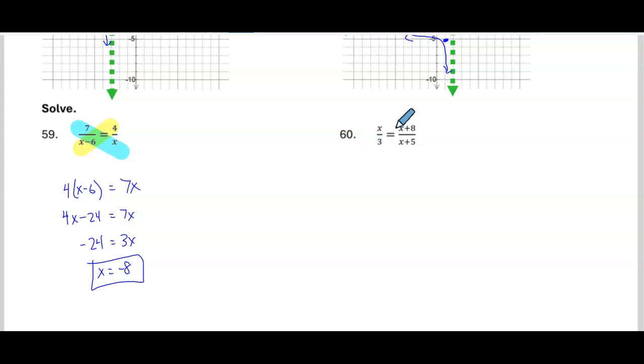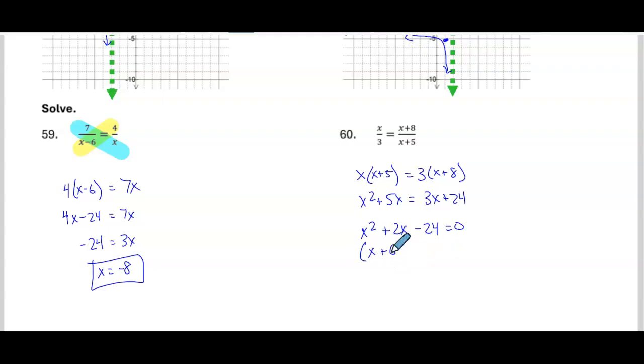All right, let's do the same thing over here. We're going to go one direction, x times x plus 5. Go the other direction, 3 times x plus 8. Multiply it out. Bring everything to one side because I have an x squared. So subtract 3x, I get 2x. Subtract 24. And now we can factor this.